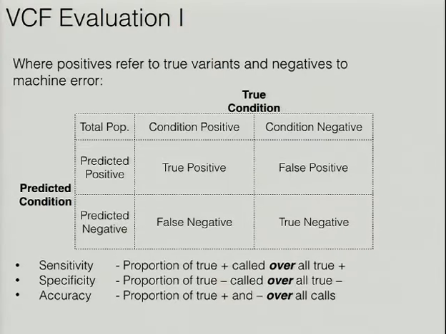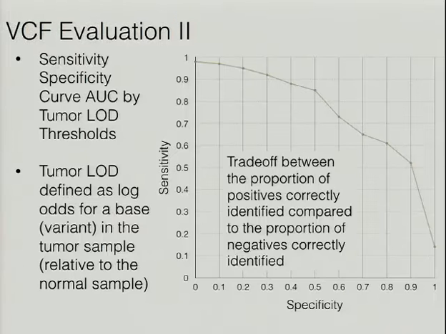So with our VCFs, we performed an evaluation, and we did this using sensitivity, specificity, and accuracy, among other statistics. We were able to do this because the data actually had a provided truth set, and it was synthetic. In addition to these metrics, we also made sensitivity and specificity curves by tumor log odds score thresholds.